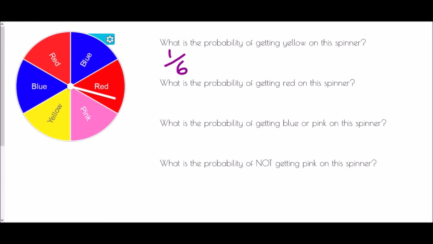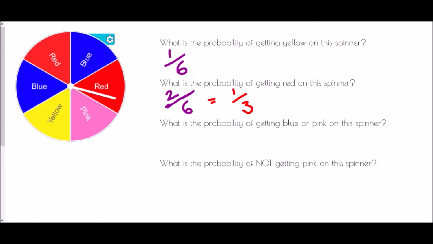What is the probability of getting red on this spinner? Well, if we have a look, how many different ways could that happen? Well, there is a red at the top and there's a red at the side, and therefore there are 2 ways of doing it, but it's still out of 6. Now here, this is a fraction which can be simplified, and so if we can simplify, we should. So 2 over 6 is the same as a third.